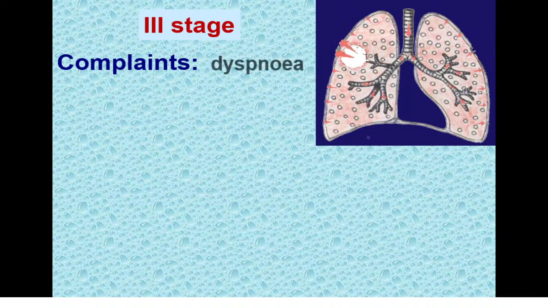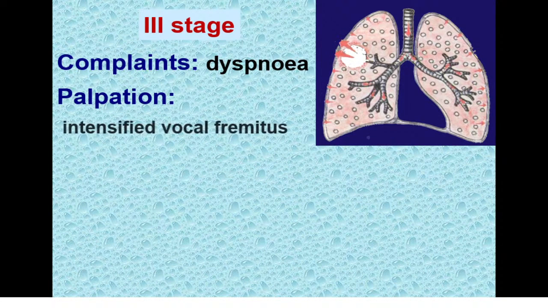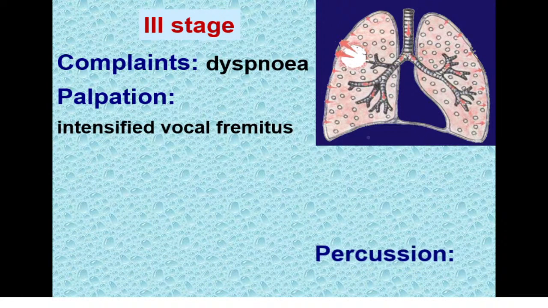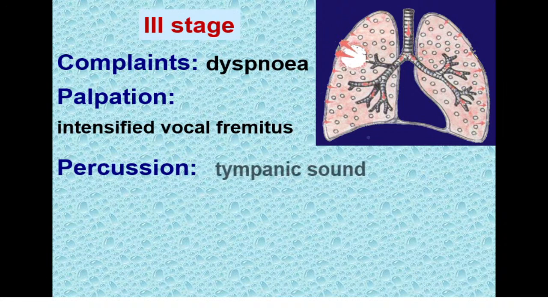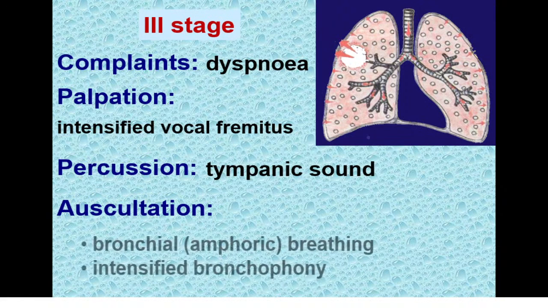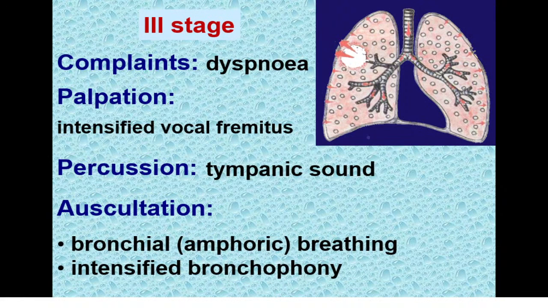Complaints of the patient will depend on the size of the cavity. If insignificant, the patient may subjectively be healthy. The larger the cavity, the more intensive the dyspnea will be. On palpation there will be increased vocal fremitus because the empty cavity is resonant for the air, for the voice. Percussion reveals tympanic sound. On auscultation, bronchial, sometimes amphoric breathing if the cavity is smooth and large, and intensified bronchophony.